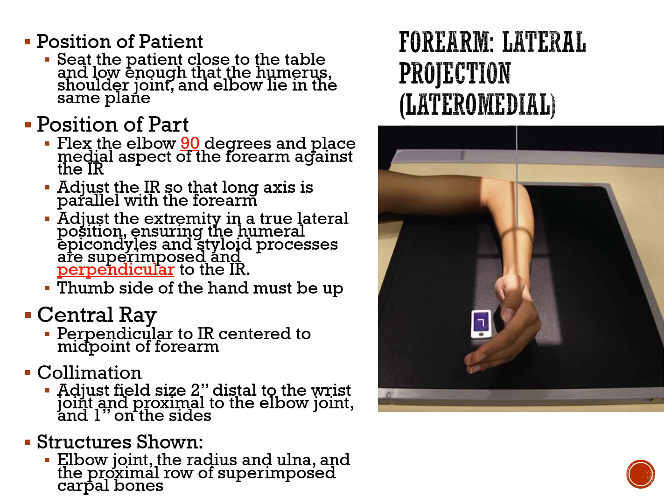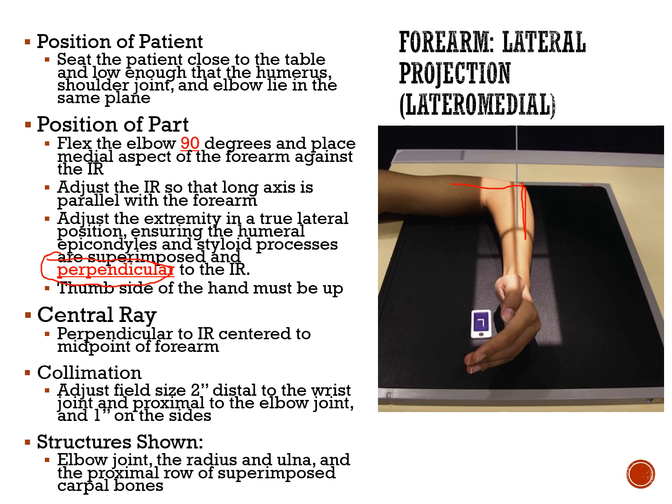In the lateral projection of the forearm, this is very similar to what we had with the wrist, in that we're going to flex the elbow to 90 degrees. We always want to make sure that the humerus and the forearm are in the same plane. We want to also ensure that the humeral epicondyles are superimposed and are perpendicular to the image receptor. The thumb side of the hand should be up.